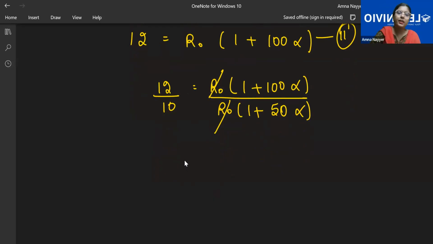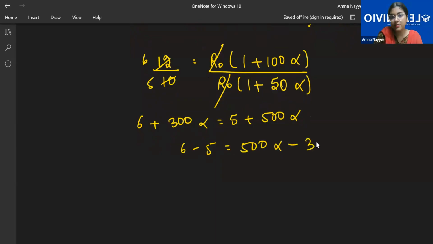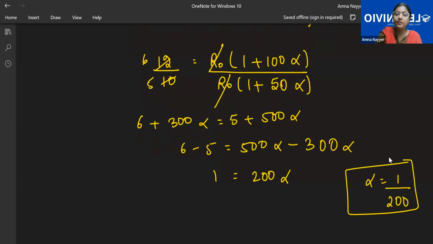Then 6 by 5 is equal to (1 plus 100 alpha) by (1 plus 50 alpha). I'll have to take the cross multiplication. Now it cannot be reduced because here we are adding. This will be 6 plus 300 alpha is equal to 5 plus 5 into 100, 500 alpha. So 6 minus 5 is equal to 500 alpha minus 300 alpha. So 1 is equal to 200 alpha. Value of alpha is equal to 1 upon 200. This is the value of alpha.